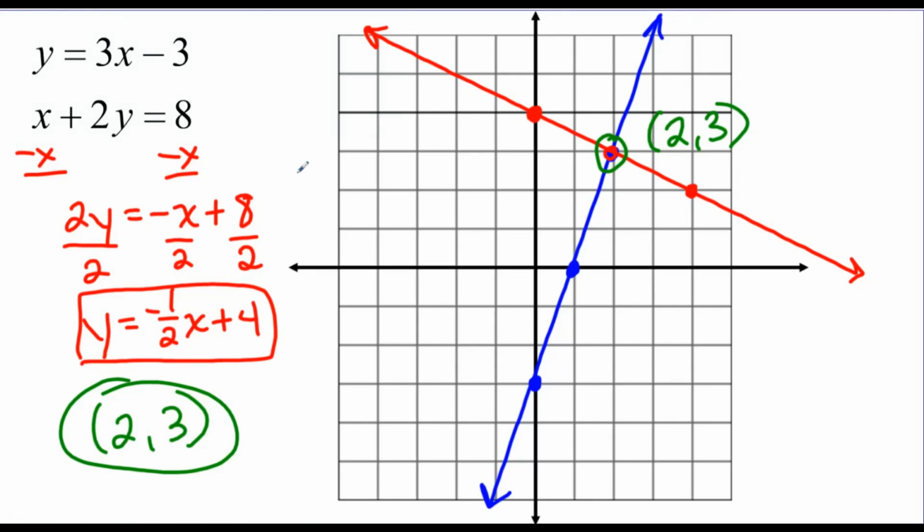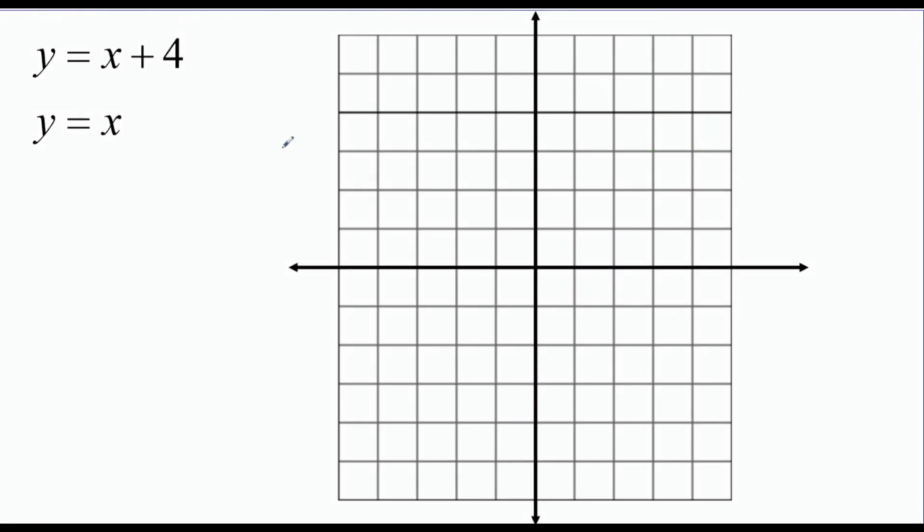So every system of equations is going to have an ordered pair as its solution, or in other words, the location where both of these are true at the same time. Let's take a look at this system of equations, and we're going to notice something a little unusual about these.